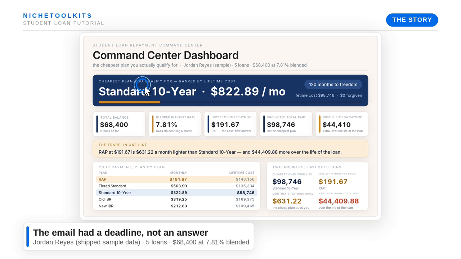$68,400 across 5 loans at a 7.81% blended rate. Adjusted gross income $58,000. Household of 2, 1 dependent. One simplification. The workbook models those 5 loans as one blended loan. Real portfolios can put different loans on different plans.